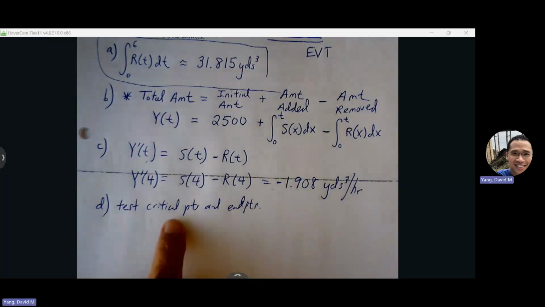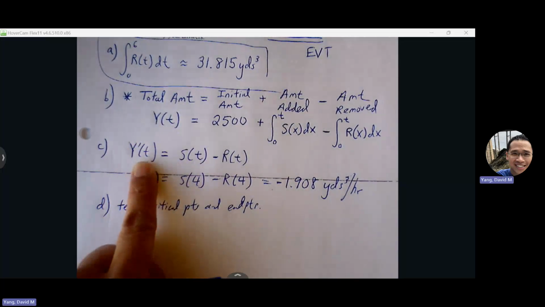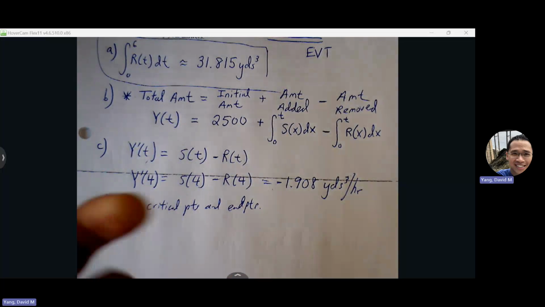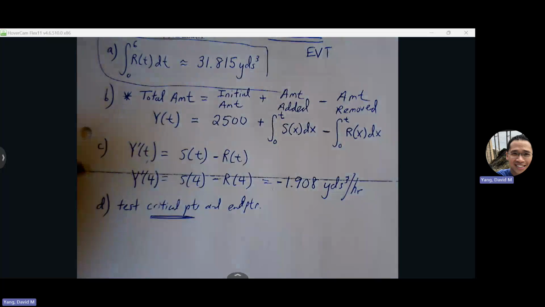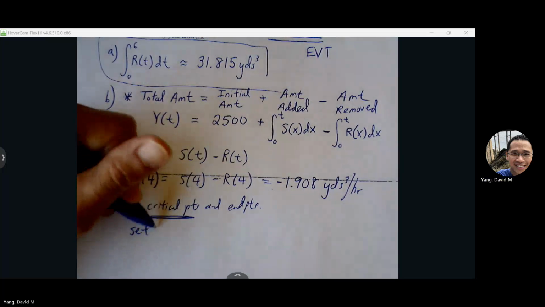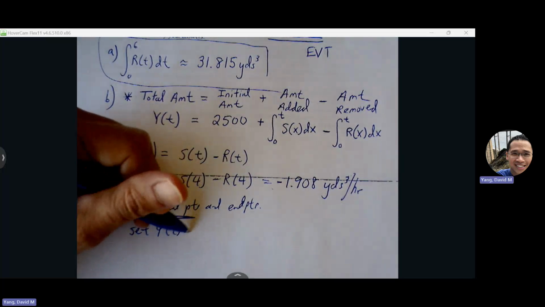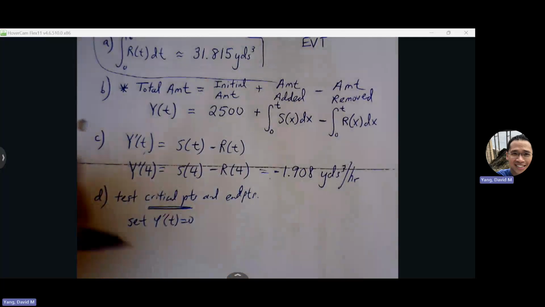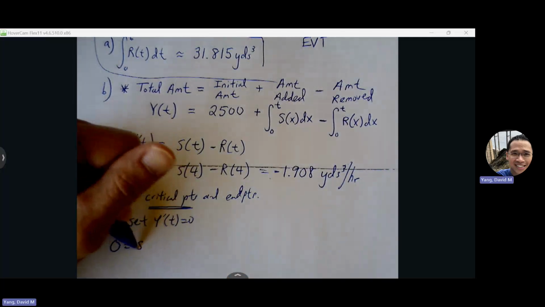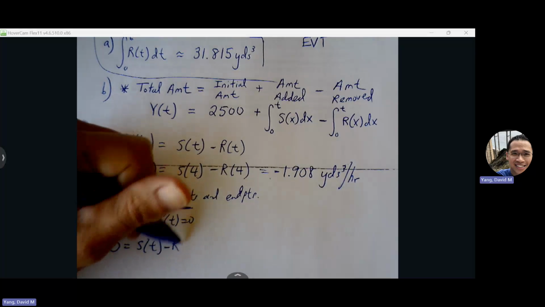so critical points come from where the derivative is equal to 0, and endpoints come from them stating 0 and 6. Okay, so to find critical points, we're going to set y prime equal to 0. And we have our y prime formula, so we're just going to set 0 equal to s of t minus r of t.